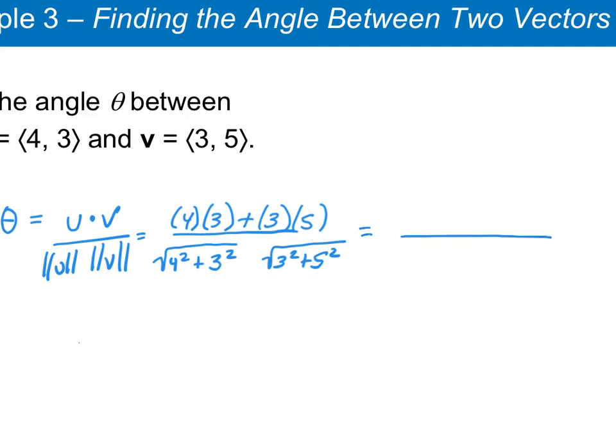Will we have to multiply the denominator? Yeah, you'll be fine. Just watch though. Okay, so let's simplify as we can here. 4 times 3 is 12, right? Okay, plus 3 times 5 is 15. So what's 12 plus 15? 27.